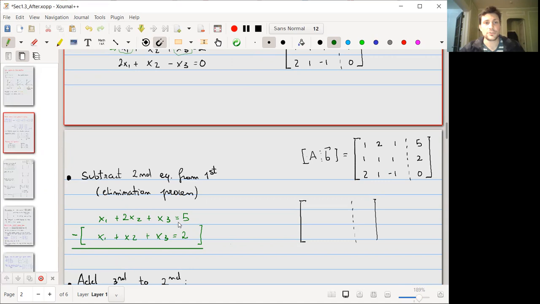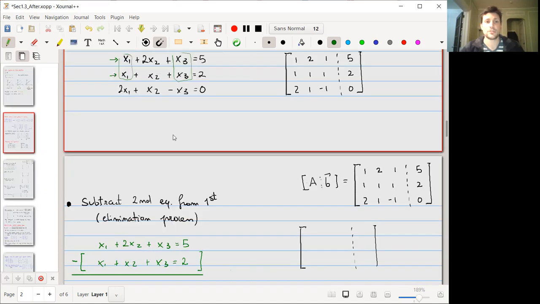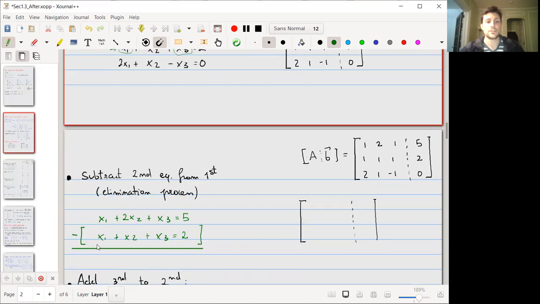If I subtract these two rows, x1 plus 2x2 plus x3 equals 5, that's the first equation in our linear system, minus x1 plus x2 plus x3 equals 2, I get 0 plus x2 plus 0 is equal to 3. In other words, writing without the zeros, I get that x2 is equal to 3.